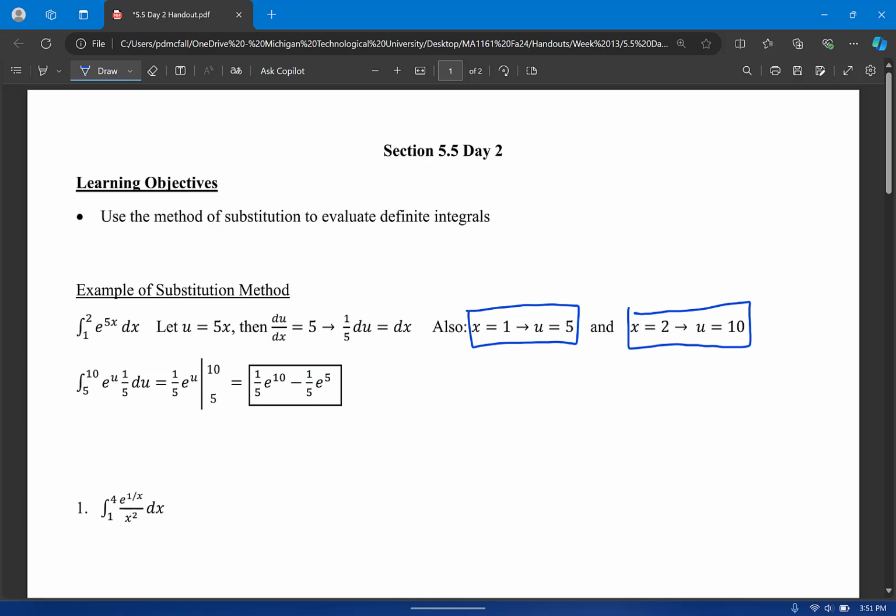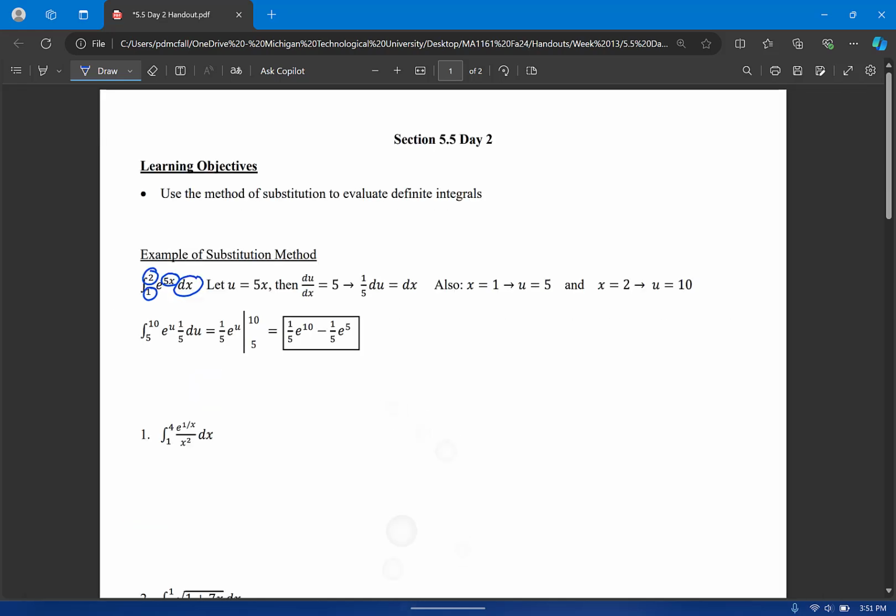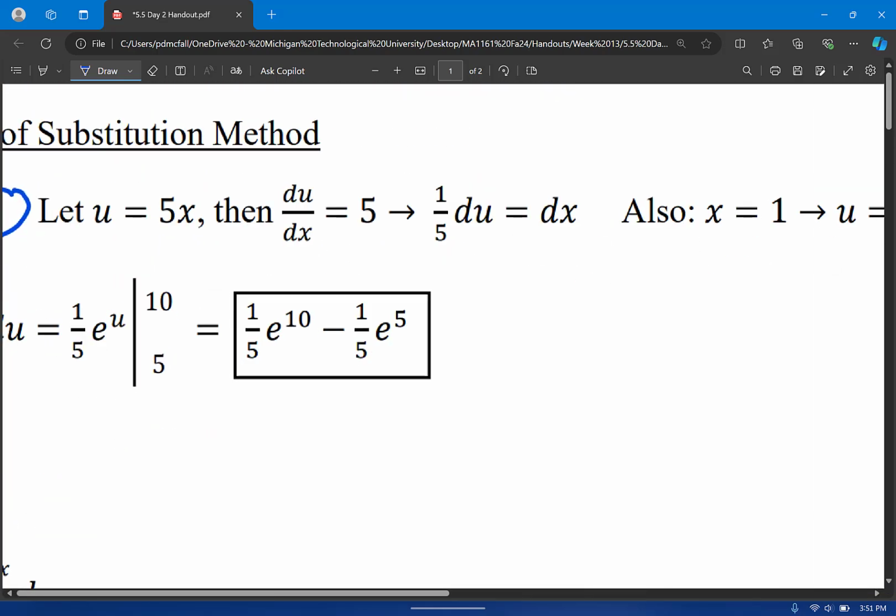So when we rewrite our integral in terms of u, right, we have 5x being replaced by u, so you get that u there. dx gets replaced by 1/5 du, since we found those were equivalent. Then x equals 1 is equivalent to u is equal to 5. And x is equal to 2 is equivalent to u is equal to 10. Right, so there's several substitutions there. 5x turns into u, dx turns into 1/5 du, and 1 and 2 turn into 5 and 10 respectively. So we get this new integral.